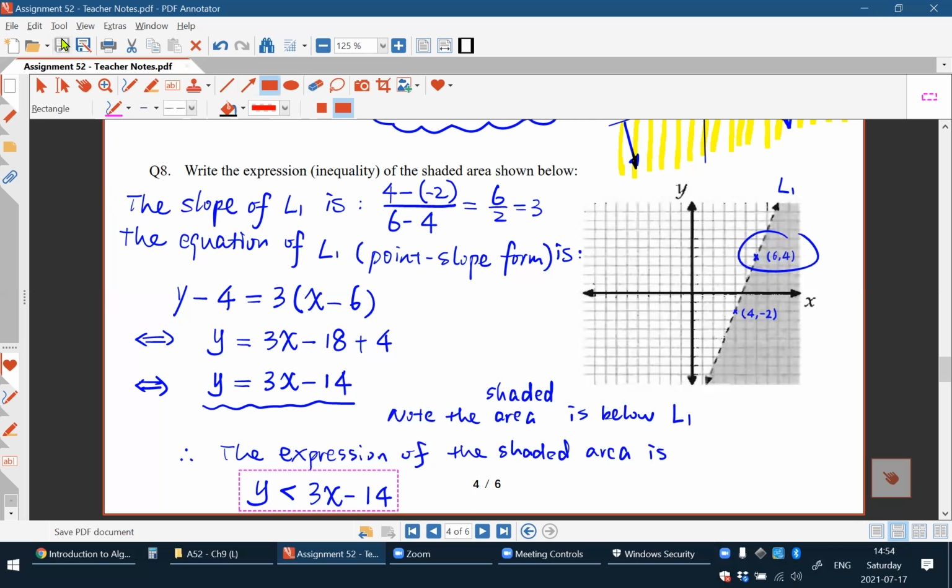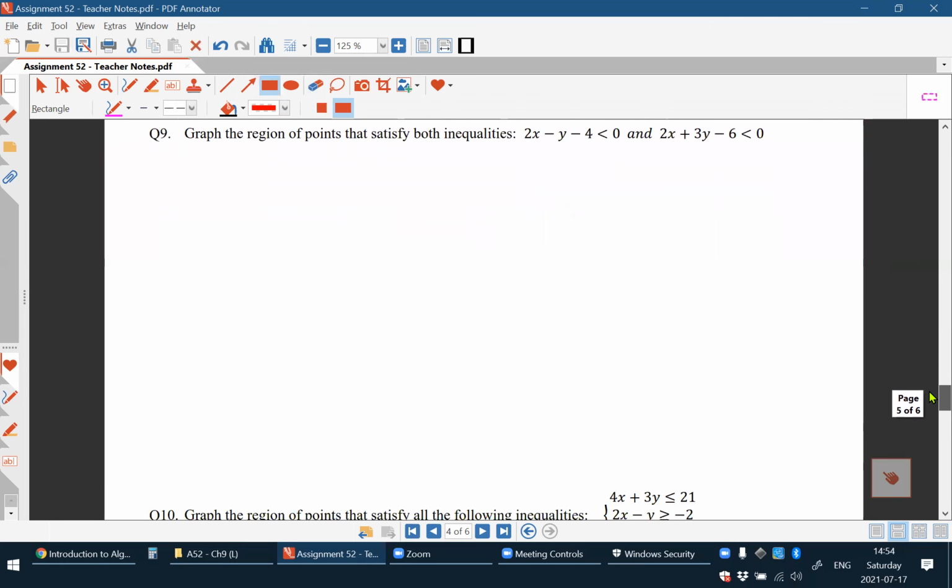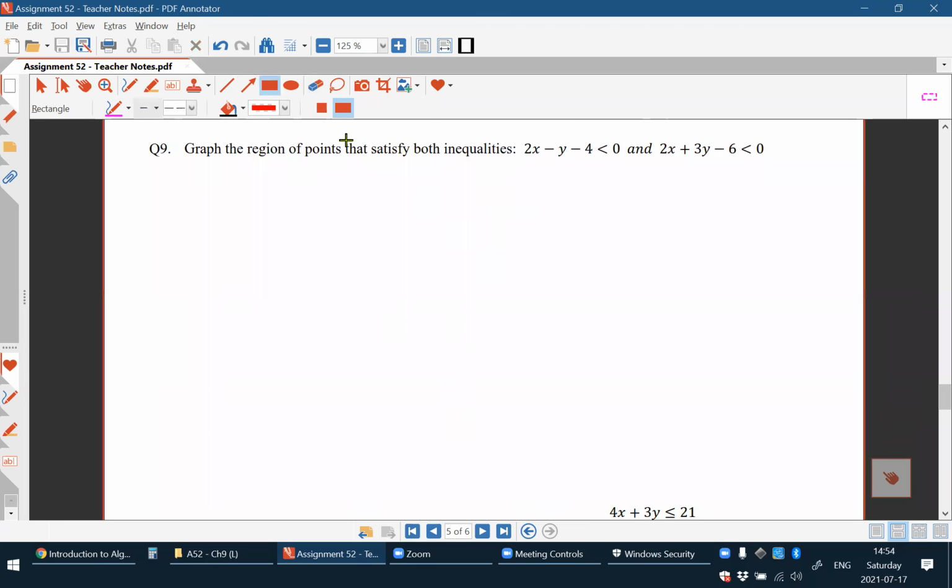Question 9. Okay, question 9. Graph the region of the points that satisfy both inequalities. This time we have two inequalities, right? We need to find the overlap area.